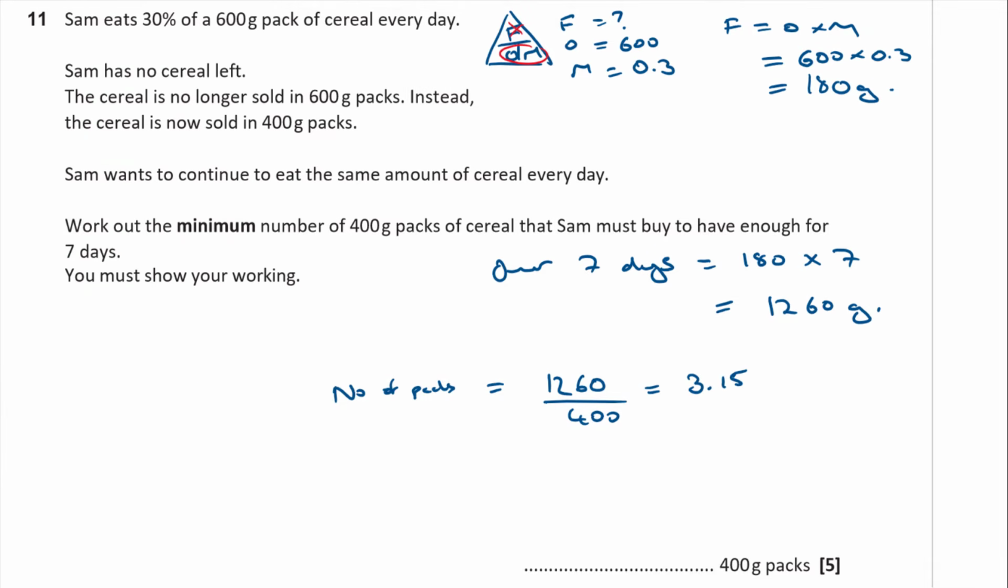Now obviously you can't go and buy 0.15 of a pack when you go to the shops, so we're going to have to round that up, aren't we? We're going to have to round it up to four packs. So he needs 4 lots of 400 gram packs then to satisfy his cereal craving every morning.